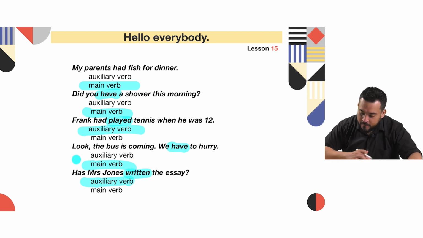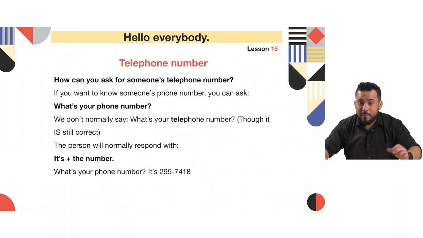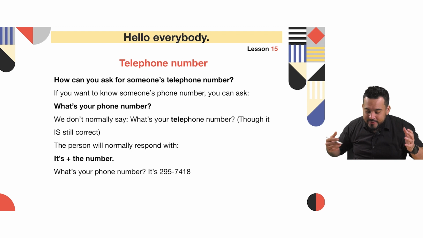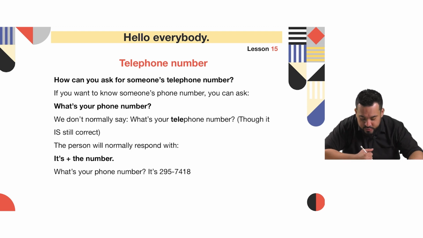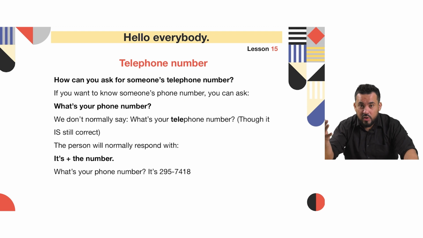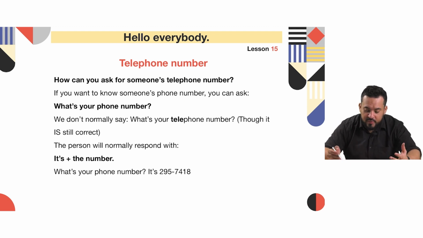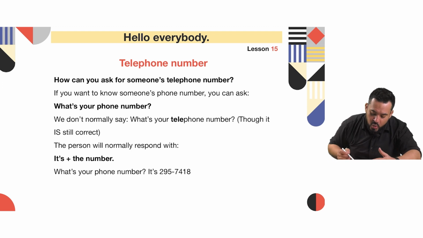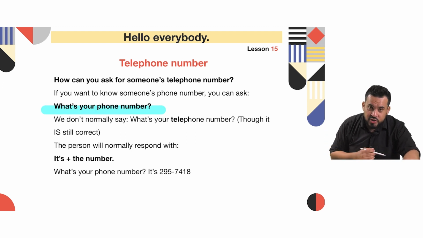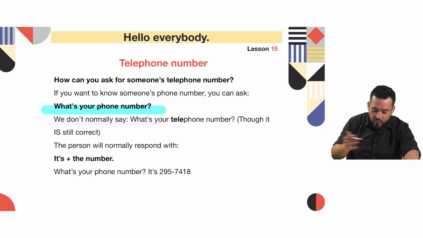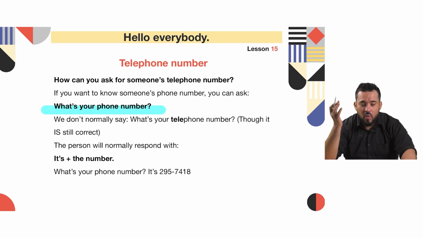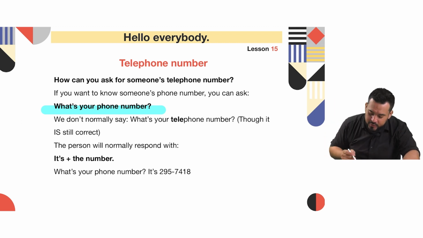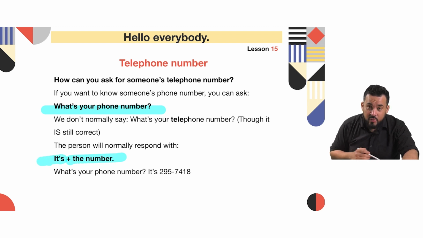All right. Now, let's talk about phone numbers. How do you ask someone about their phone number, and how do you tell someone your phone number? The easiest way to ask is, what's your phone number? We don't normally say, what is your telephone number, because nobody says telephone anymore. You just say phone. The person will normally respond with it, and then they will say their number. Now, how do you say the number?